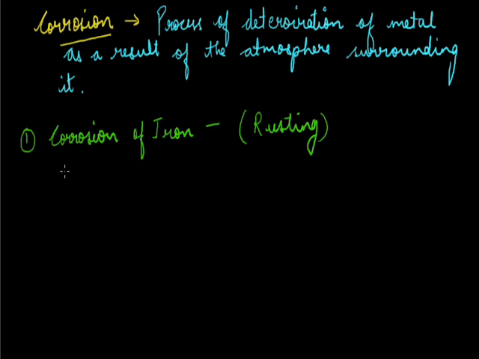Now, iron gets corroded. That is, there is a formation of a yellow-brown substance. It is corroded in the presence of oxygen, and there should be moisture in the air. Then only will iron get corroded, and it will form hydrated ferric oxide. So oxygen and moisture are necessary.